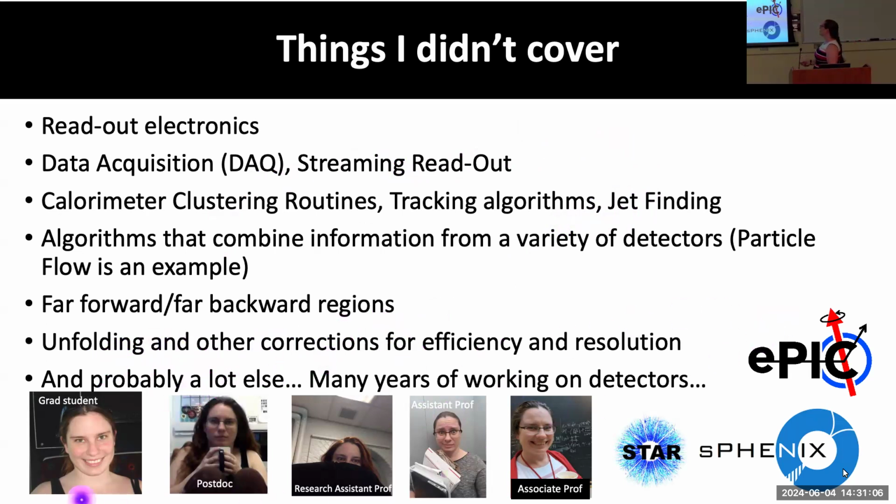This is a lot of years working on detectors. So you can see, if you go from a bright-faced graduate student to an associate professor, what working on detectors may do to you. Hopefully I see some of you joining me in the experimental hall, or calculating things that the rest of us can measure. But thank you.